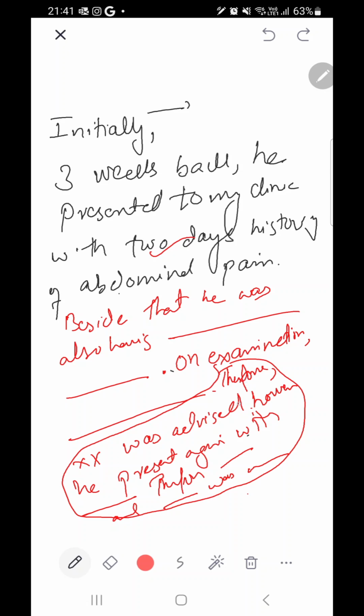Despite being managed with blah blah medication, his symptom did not settle, and he reported after 2 days that he was having worsening of, he presented again with worsening increased pain. Therefore, blah blah medicine was changed to blah, and he was advised to go for blah blah test. Let's say CT scan or whatever. So this is the sequence the paragraph can follow.